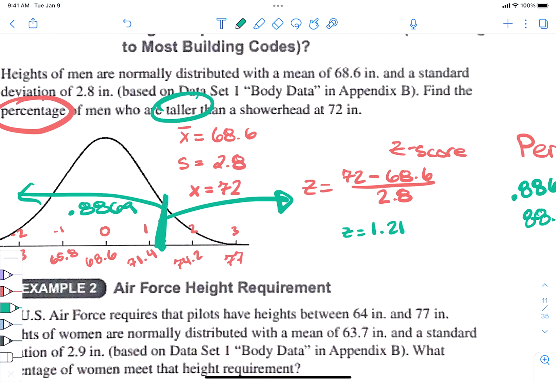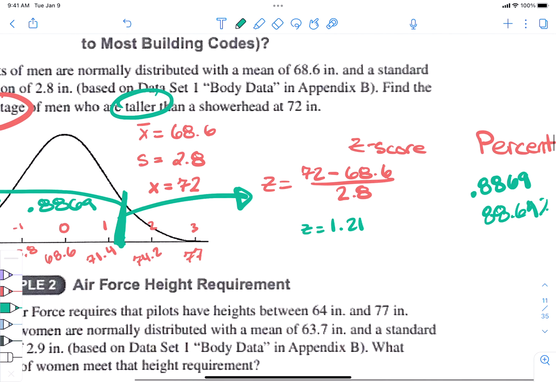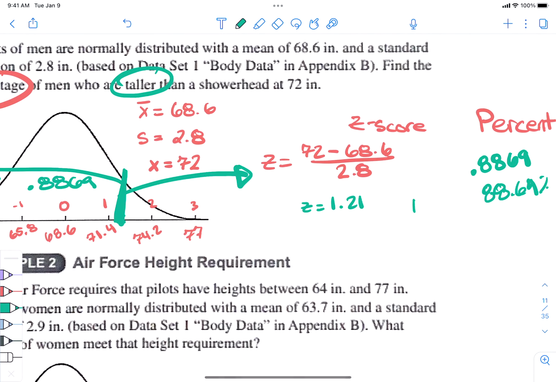Are we getting the hang of this? This is getting better, maybe? So here we have to subtract. 100 minus that is 11.31%. There we go. That's the percent of people that are going to be taller than 72 inches. Anybody in here in that range? Are you taller than 72 inches?